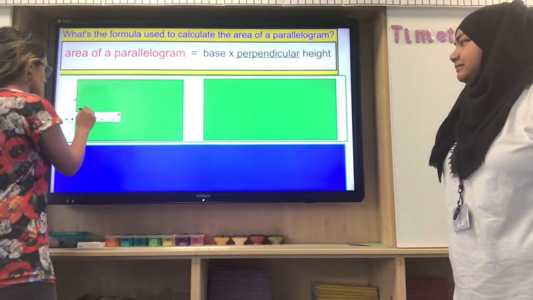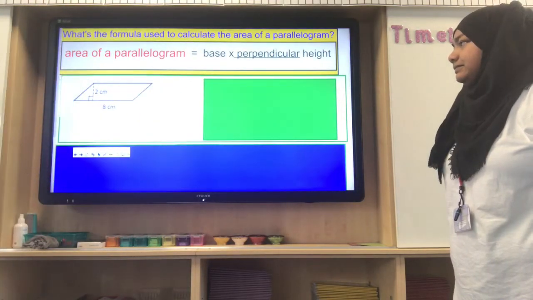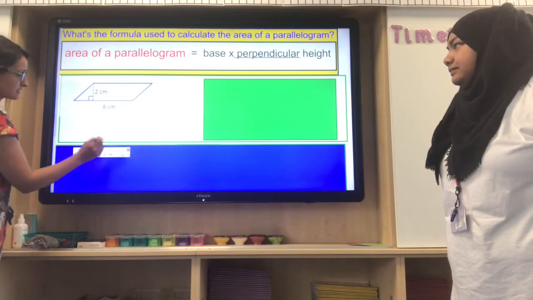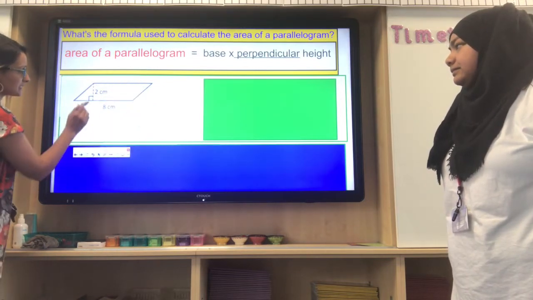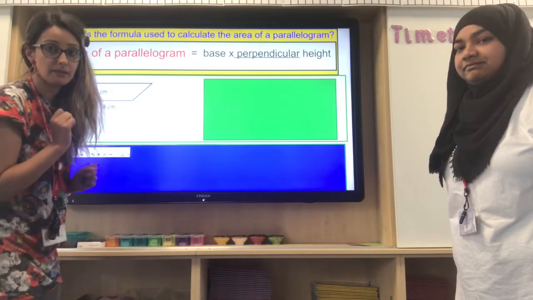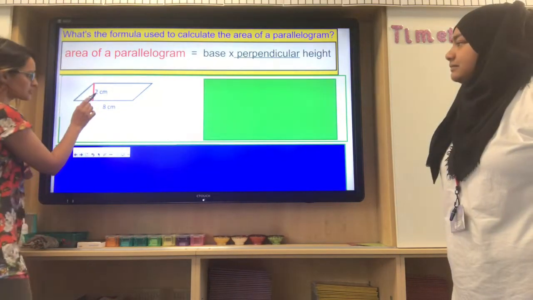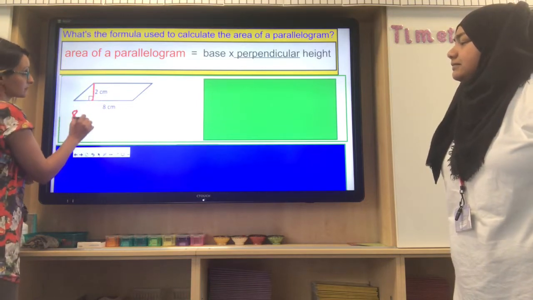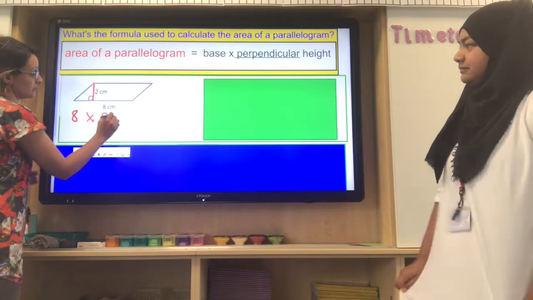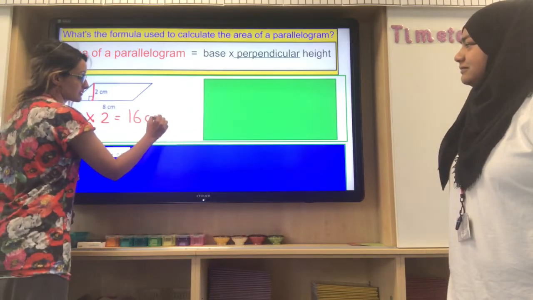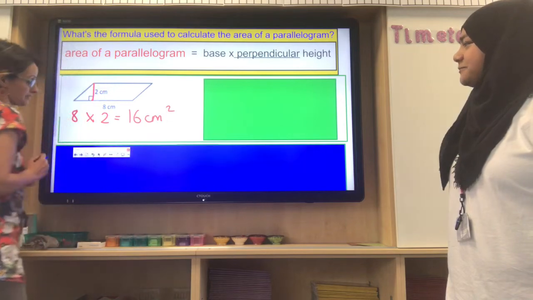And actually, that's why we've got this parallelogram here. So if we look at this parallelogram, we've got our base, which is 8 centimetres. Now, the perpendicular height is where that height, or sometimes referred to as the vertical height, goes straight up. And that vertical height is 2 centimetres. So what I need to do here is 8 multiplied by 2, which gives me an area for this parallelogram of 16 centimetres squared. Good work, Mrs. Gale. Thank you.